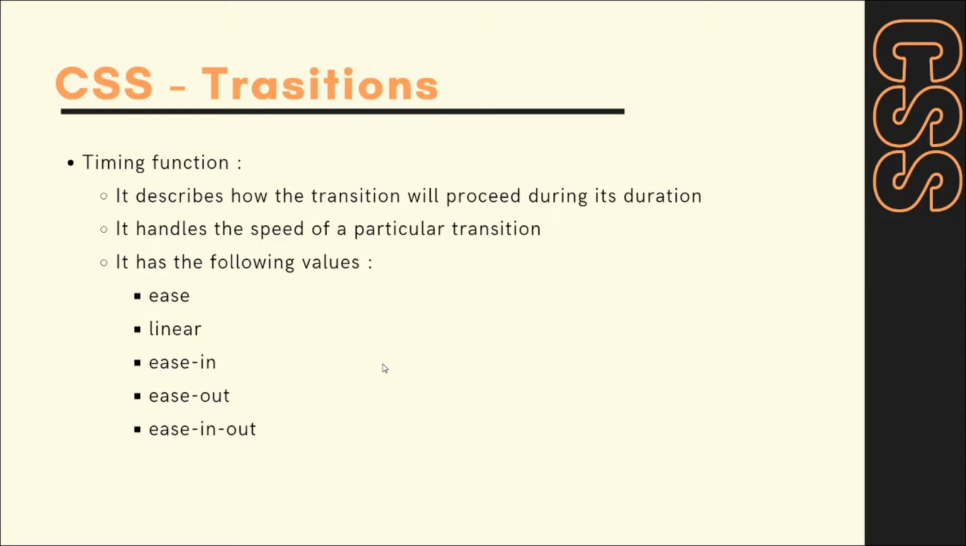What will ease in do? Ease in will animate that particular property at the initial phase with a fast speed, and opposite to that is ease out. It will animate that particular property at the end of the duration. And ease in out is a combination of ease in and ease out. It will speed up the animation at the start and the end of the total duration.